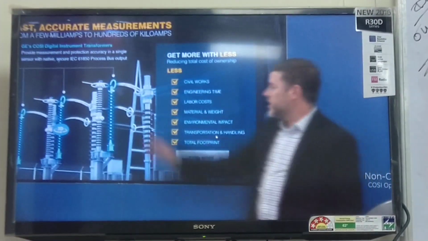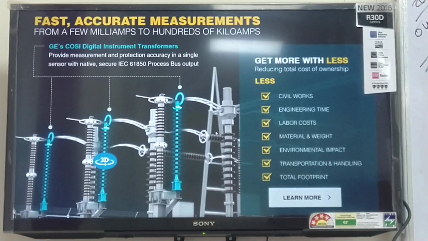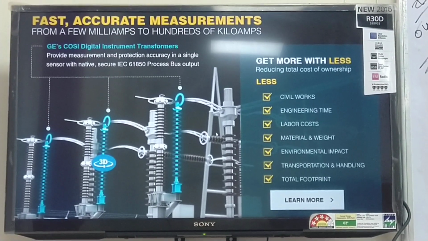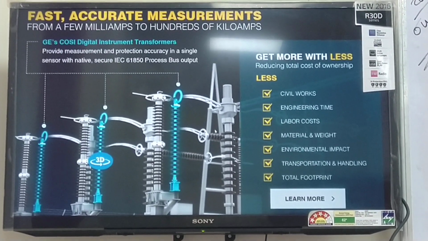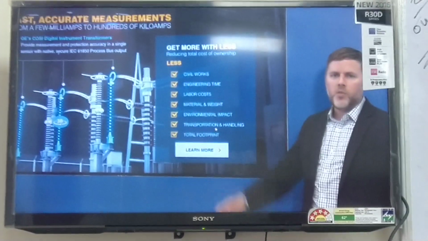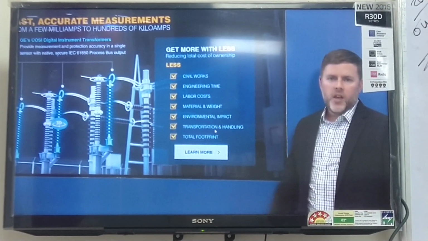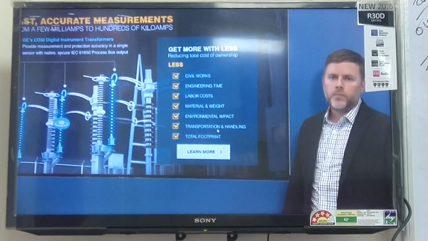We can also mount the CTs horizontally, so in many cases, the utility simply installs the CT horizontally on the transition structure and passes the cable through the CT, not requiring any additional civil works.